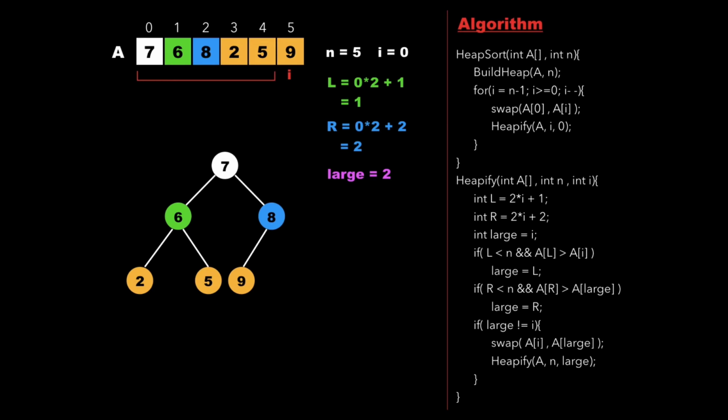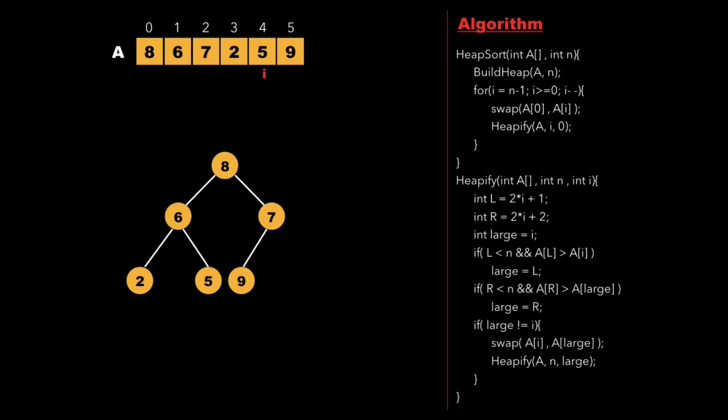And finally we compare the value of large and I. Since both these values are different, therefore we swap A of I with A of large, that is we swap 7 with 8 and after swapping we call the heapify function with the value of large as 2. Since we are restricting ourselves to the first 5 elements, that means that 7 has no child, therefore we can just return from this function and decrement the value of I in a for loop of heap sort.